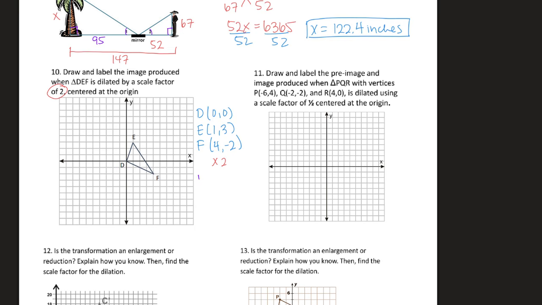So now I have D prime. That's just going to stay at 0, 0. E prime is going to be 2, 6. And then F prime is going to be 8, negative 4. So I can plot those. This is going to be D prime. Then we have 2, 6. It's going to be E prime. And then we have 8, negative 4.